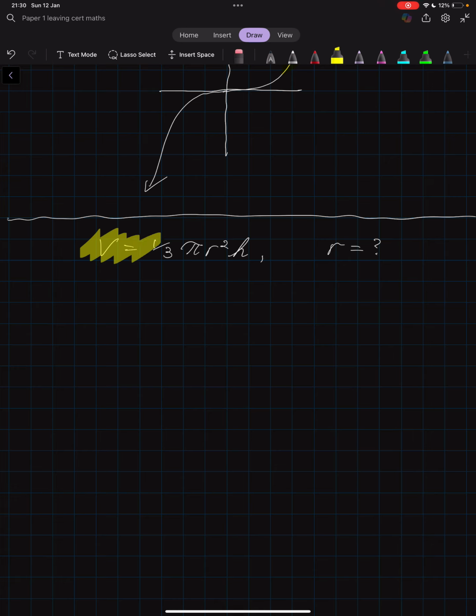So this is the question. I want to know what r is. So to manipulate the formula, you basically solve for r. So what you do is you just undo everything that's around r. So this is what I'm starting with. This is what I would like to finish with.